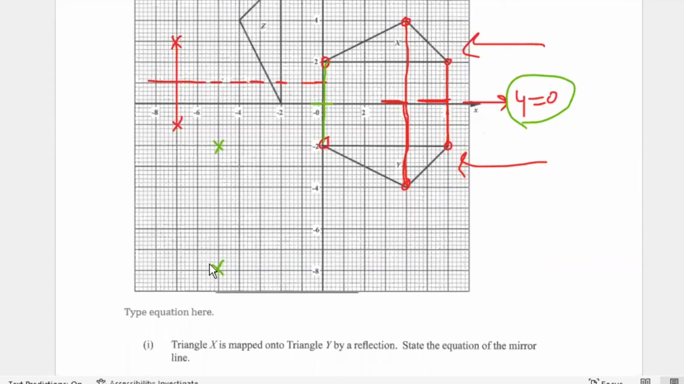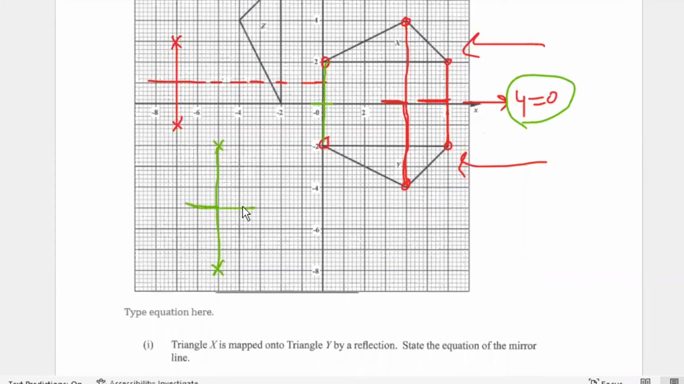Y is equal to -5. So let's see. We're moving 1, 2, 3, 4, 5, 6. So you're doing 6 divided by 2, which means that our mirror line is 3 units away from both our object and image. So it would be 1, 2, 3. So this is where my mirror line would be.